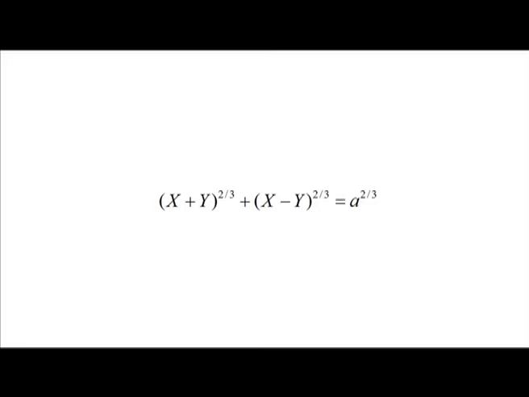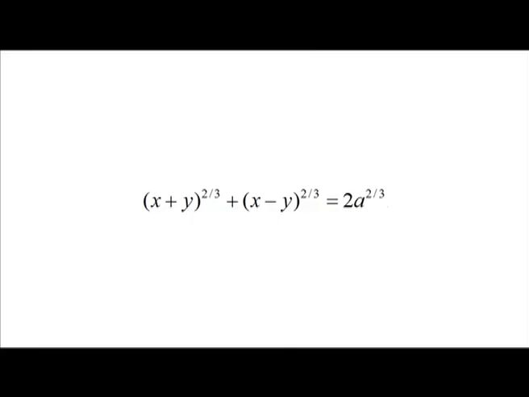That is, the locus of (X, Y) is (X + Y)^(2/3) + (X − Y)^(2/3) = a^(2/3). If we replace uppercase X and Y by x and y, the evolute is given by (x + y)^(2/3) + (x − y)^(2/3) = 2a^(2/3).